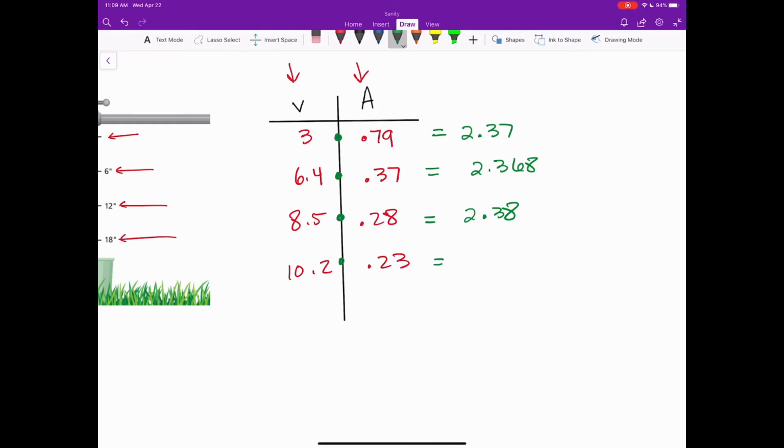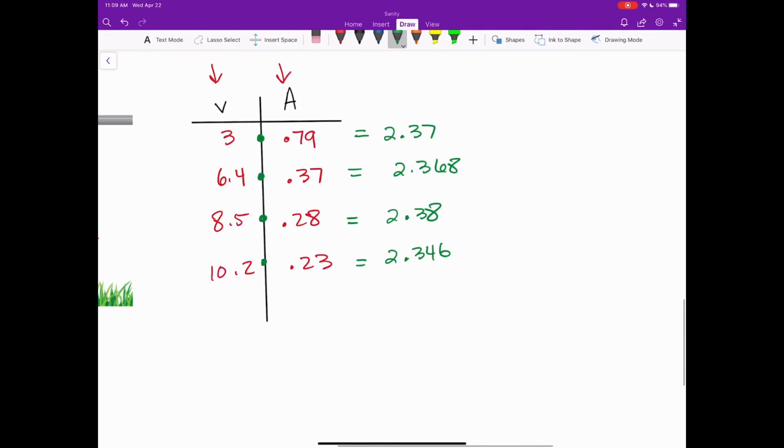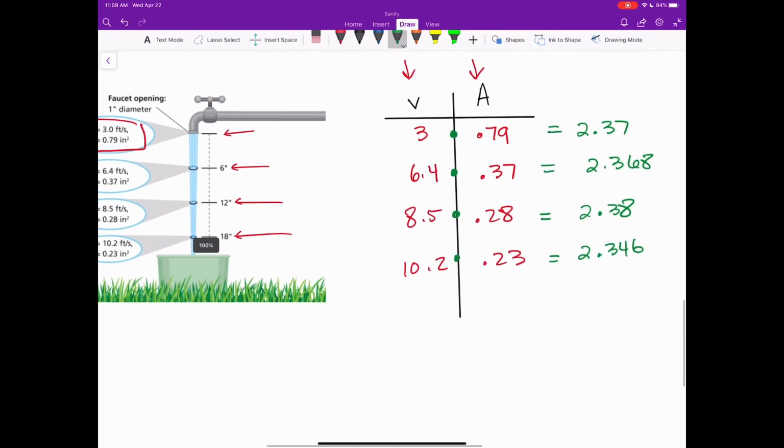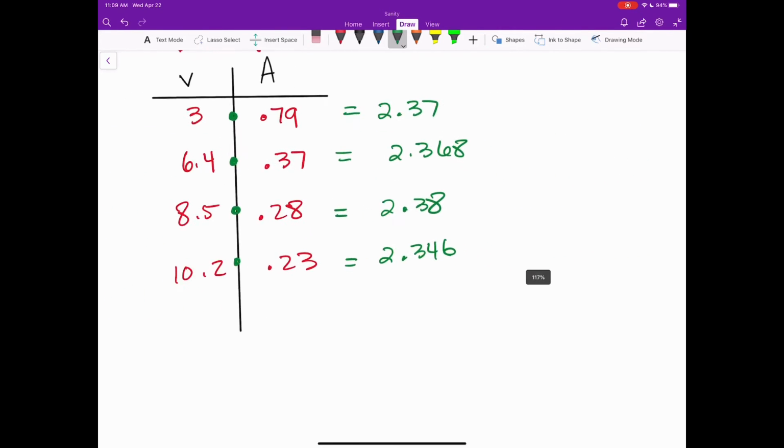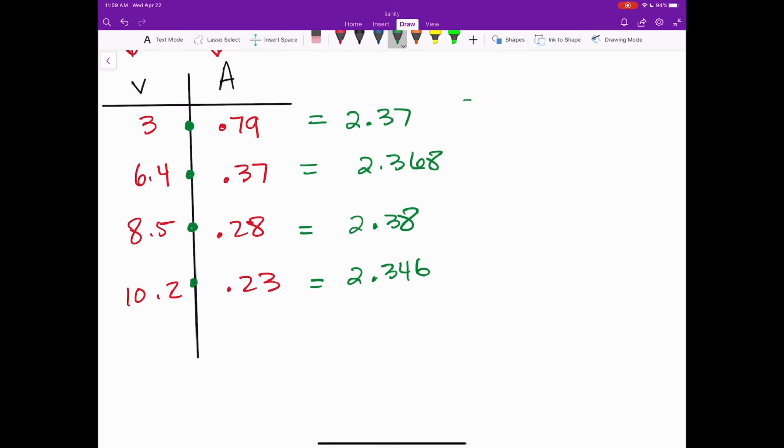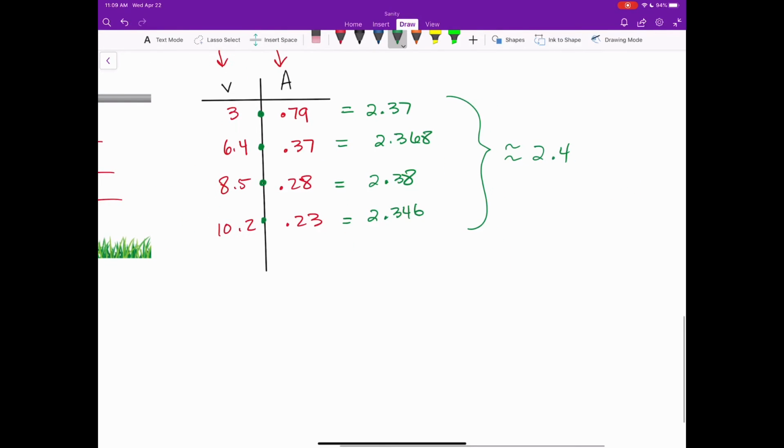And then the last one multiplied together, the 10.2 times the 0.23, that gets you 2.346. Okay, they're not all the same number, but again, this is kind of like a real life situation, so they're not going to be perfect, but they are very, very close. If I round all of these, it's roughly 2.4, right? So this A value, if I have my velocity times my area, I should get this A value, or this constant of variation, that's roughly 2.4. All right, so that's going to be my constant of variation.